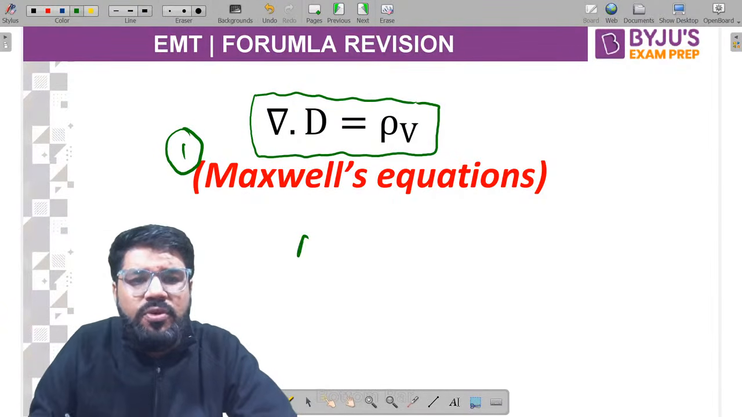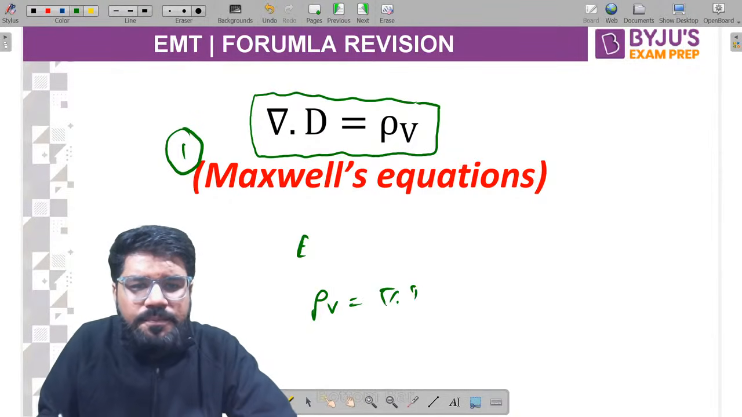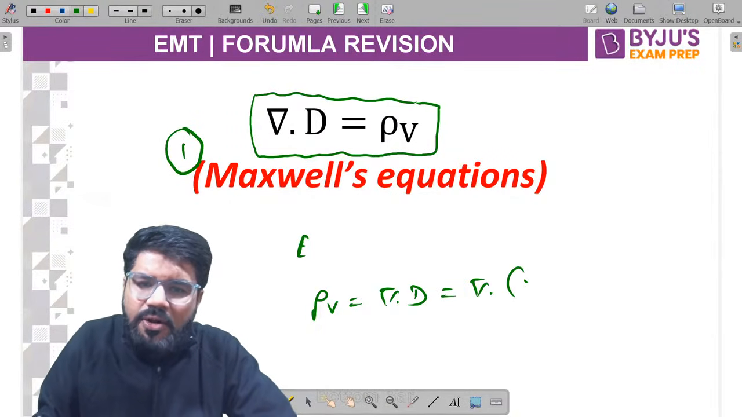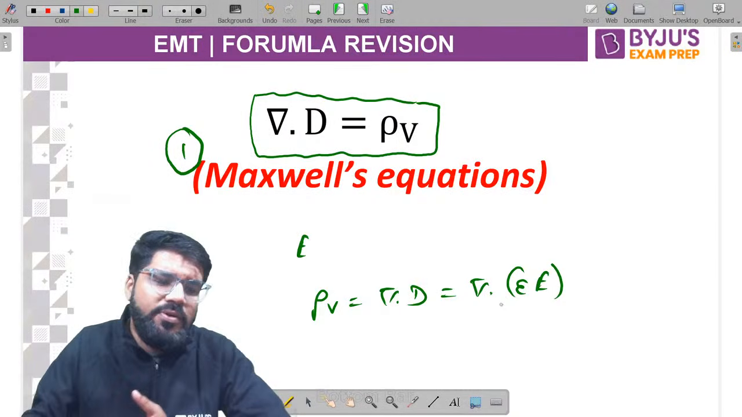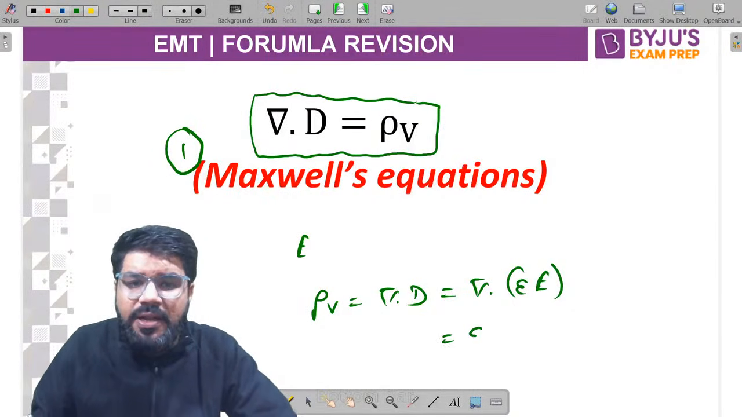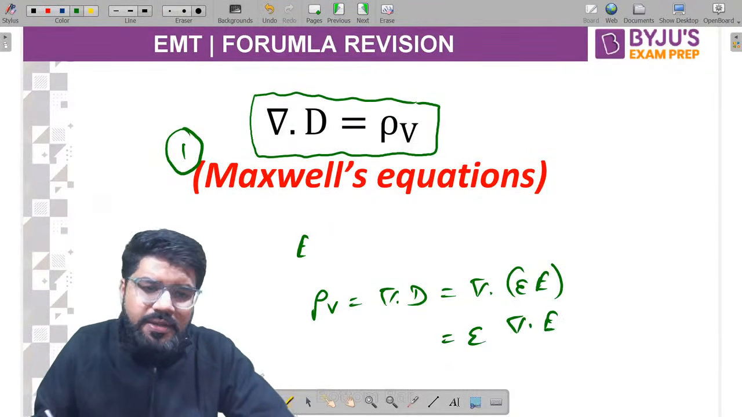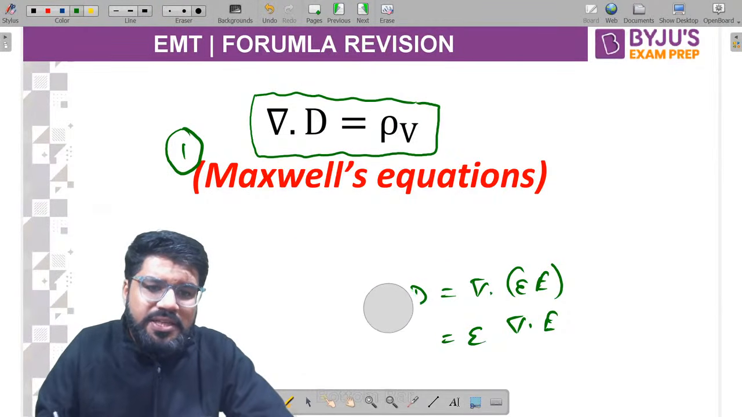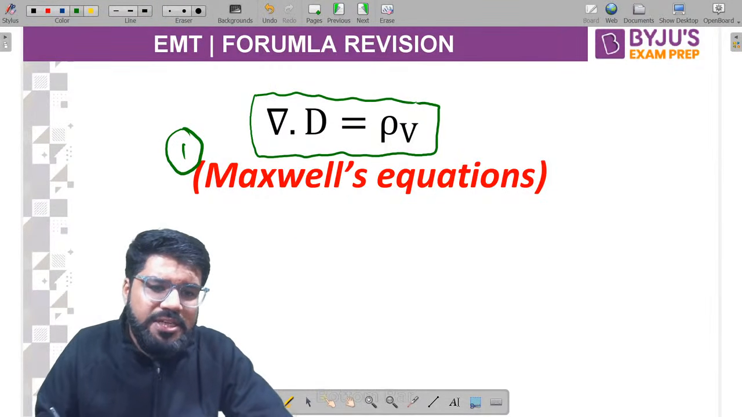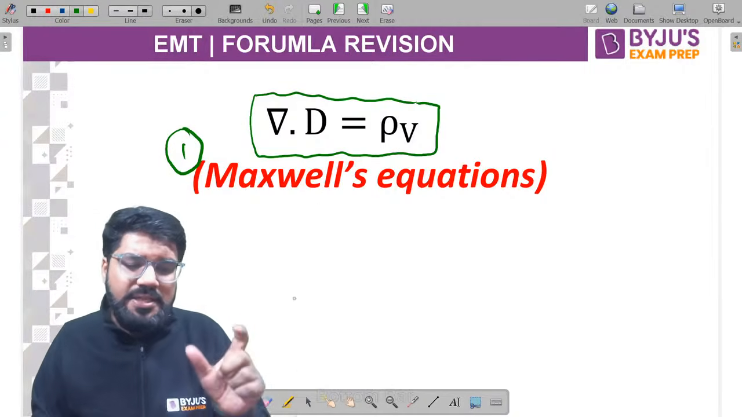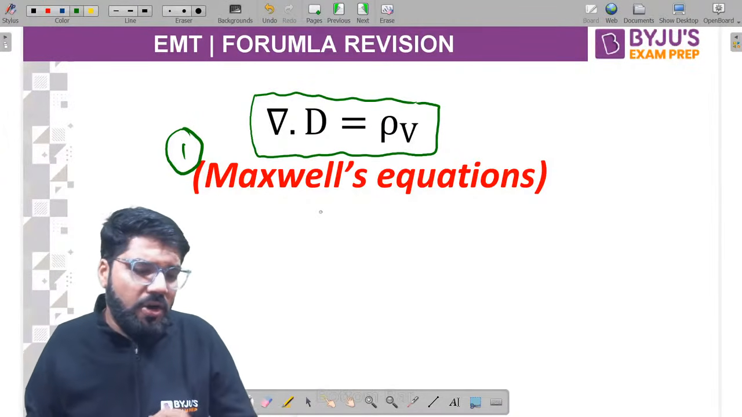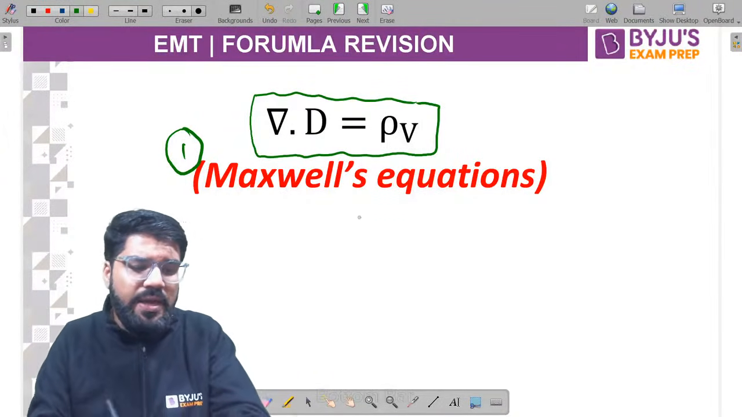Sometimes they give you the E. Given E, find the rho v. So rho v is what? Del dot D. That is equal to del dot epsilon E. The electric field may be given, you can calculate del dot epsilon E, right? Or that is equal to epsilon del dot E. That is also one probable question, right? So this is one area where you should be ready to expect the question. Gauss law, the charge enclosed or the volume charge density, all that remains very important.